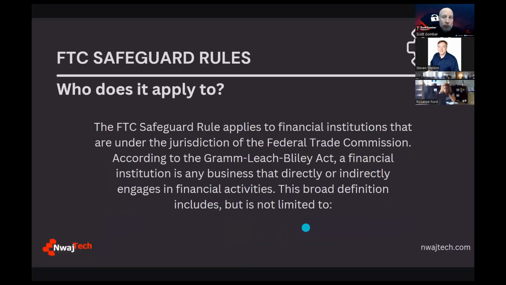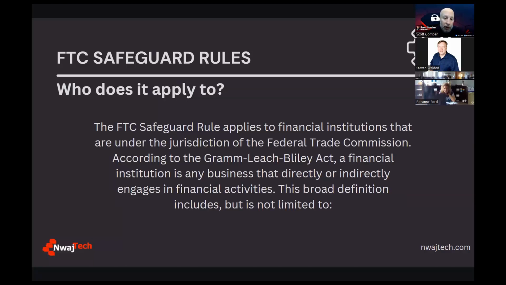So who does it apply to? It applies to financial institutions that are under the jurisdiction of the FTC. According to the GLBA, a financial institution is any business that directly or indirectly engages in financial activities. This broad definition includes, but is not limited to, banks and credit unions. So that one's pretty obvious. Traditional financial institutions such as banks, credit unions, and savings and loan institutions are covered under this rule.